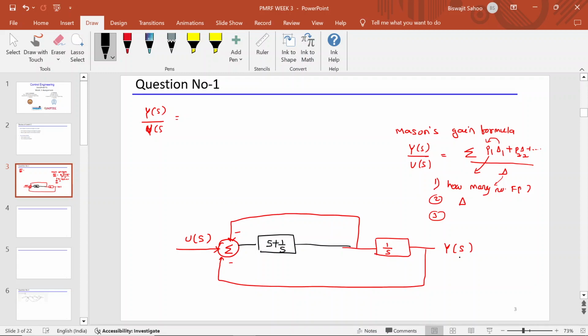Now the question is very easy, you can write it in one line. How many forward paths are there? Only one forward path, having a forward path gain of s plus 1 by s. Right, sir?